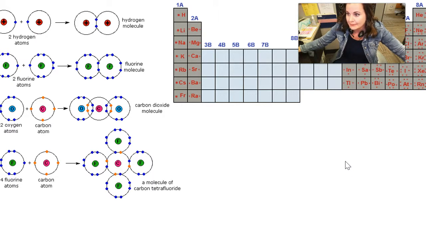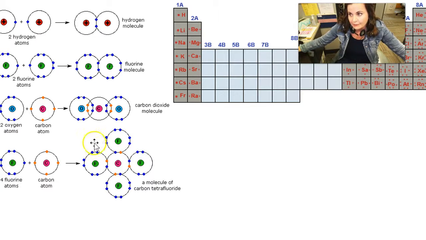Here are some examples of substances that are formed from covalent bonding. Here we have hydrogen, which forms a hydrogen molecule. We call this type of molecule diatomic because there's 2 atoms of the same kind. Fluorine also forms a diatomic molecule, F2. And we have carbon dioxide and carbon tetrafluoride here, which is 1 carbon atom and 4 fluorine atoms. So again, none of these are charged. They are all just sharing electrons.